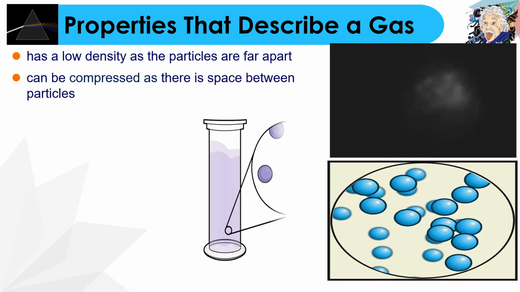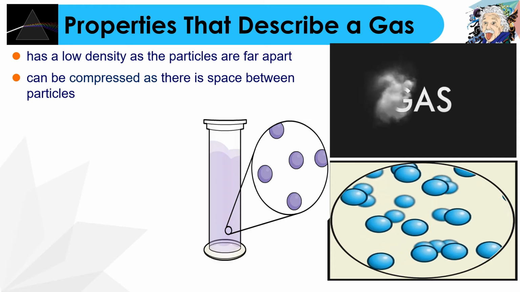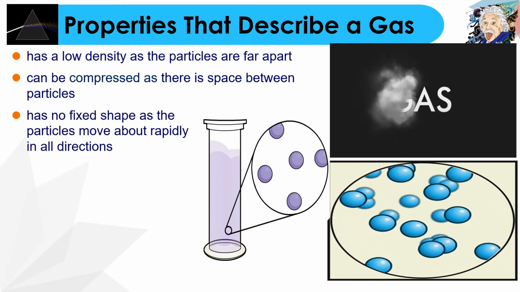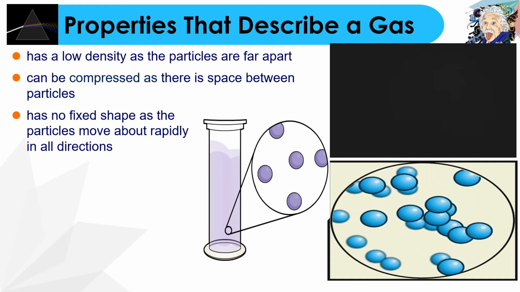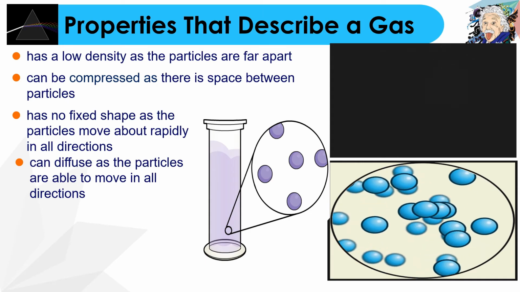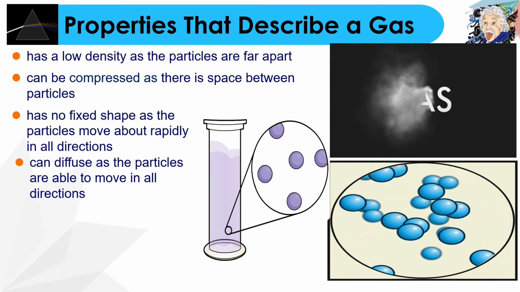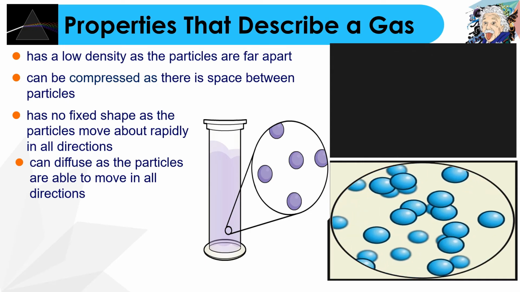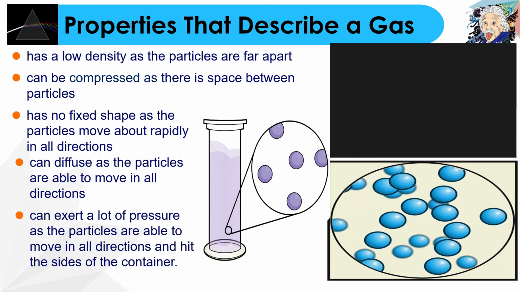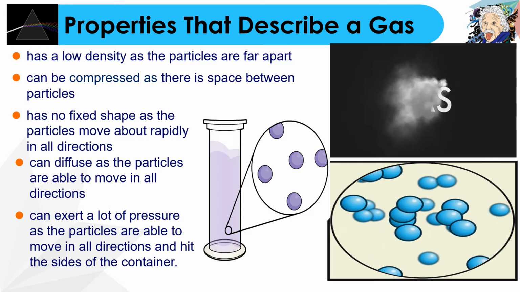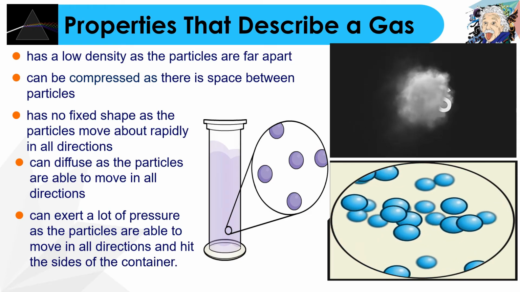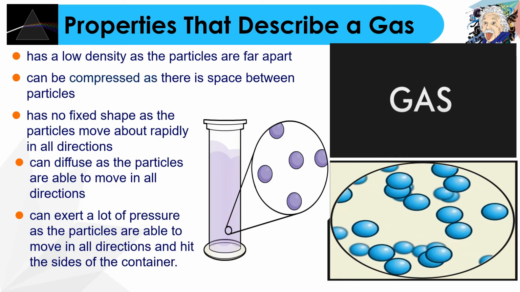Second property would be, it can be compressed as there is space between particles. Third one, just like liquid, it has no fixed shape as the particles move about rapidly in all directions. Yung ikaapat naman, it can diffuse o madali siyang kumalat as the particles are able to move in all directions. And lastly, it can exert a lot of pressure as the particles are able to move in all directions and is able to hit or tatamaan niya yung sides of the container.